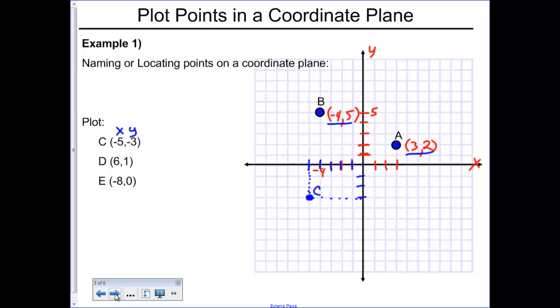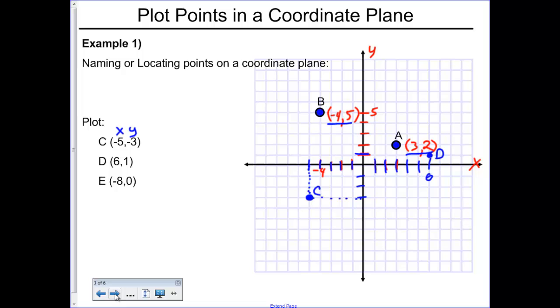Point D is positive 6, positive 1. So positive 6, 1, 2, 3, 4, 5, 6. And positive 1 would be here. So right here would be point D.